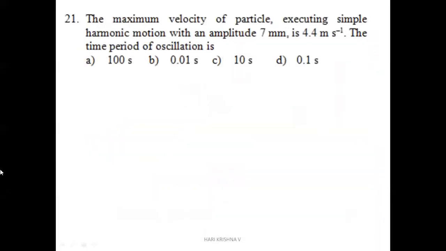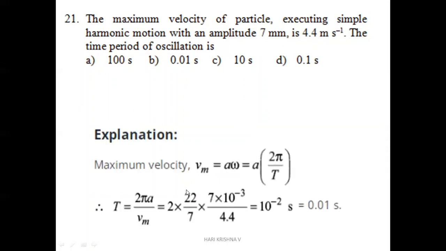Next, question number 25. The maximum velocity of a particle executing simple harmonic motion with amplitude 7 mm is 4.4. Then the time period of oscillation is. As you know, maximum velocity is nothing but A omega. Maximum acceleration is A omega square. So here they are asking only about velocity.